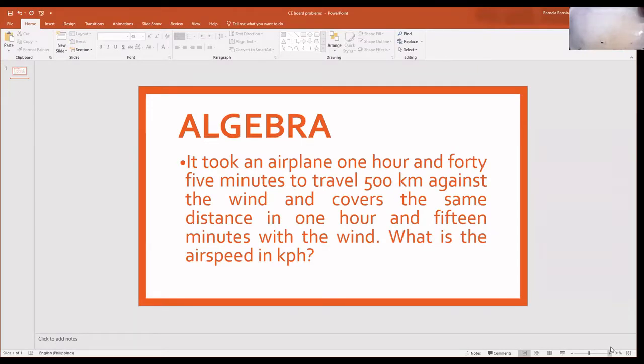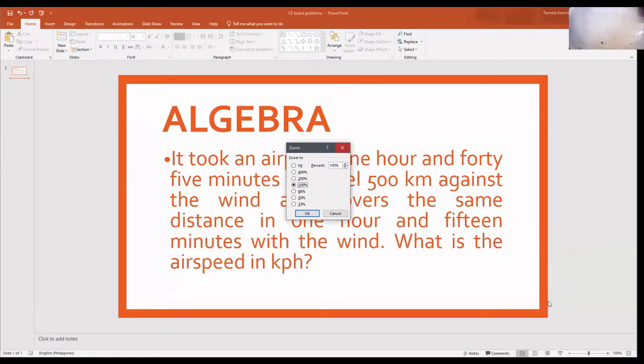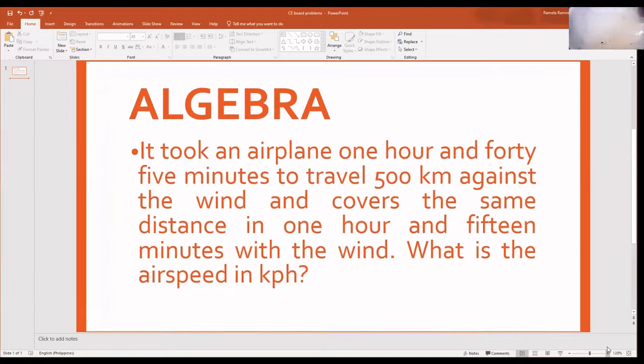So we are going to discuss one more problem, this time for algebra. According to the problem, it took an airplane 1 hour and 45 minutes to travel 500 kilometers against the wind, and it covers the same distance within 1 hour and 15 minutes with the wind. What is the air speed in kilometers per hour?